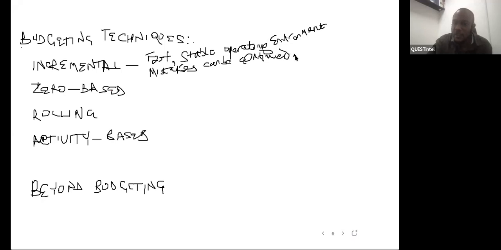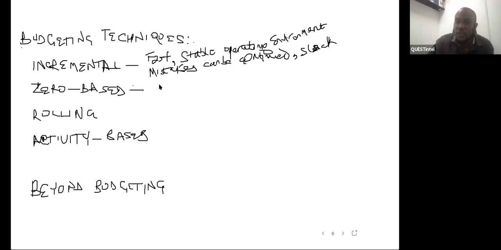And inefficiencies can be embedded. So slack, you can start embedding slack into your budget. In the situation where you're saying, let's increase the cost because we don't want the budget to be too strict for us, then the chances are that this can continue because you're just inflating the budget and still using it based on the current activities. So that's an issue with incremental budgeting in a nutshell.